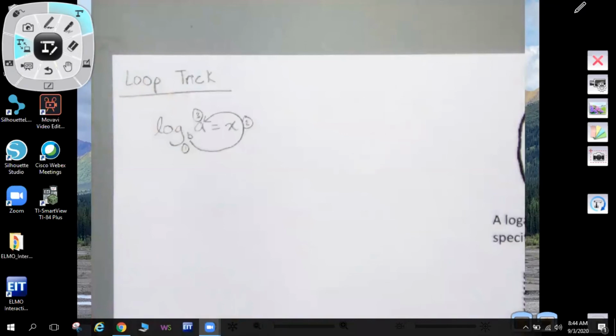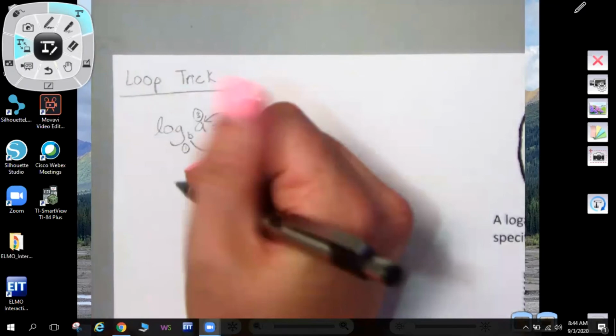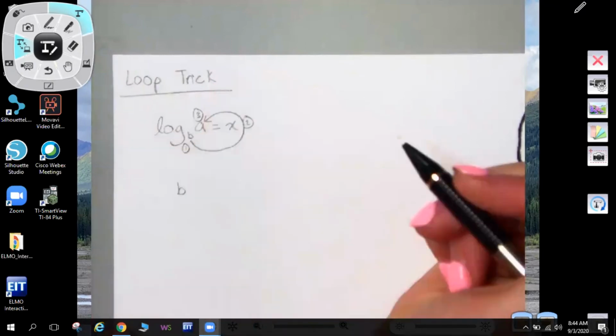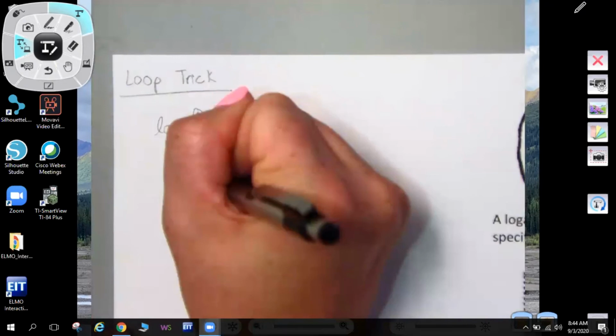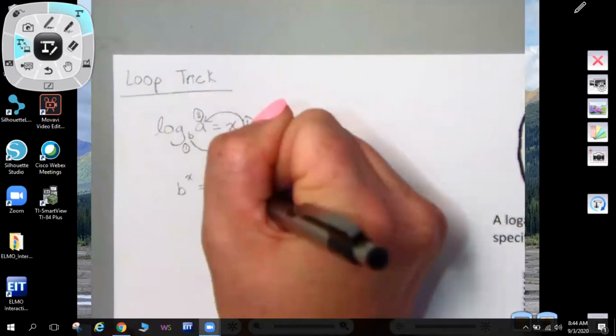So when we write this in exponential form, first of all, we don't write log because we're changing it out of log form. We just follow our loop. So we write b first, then we write x as our exponent, and that equals a, b^x = a.